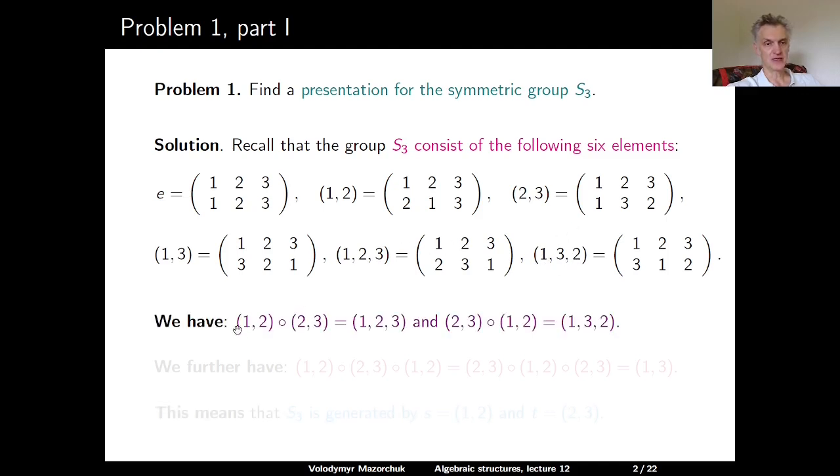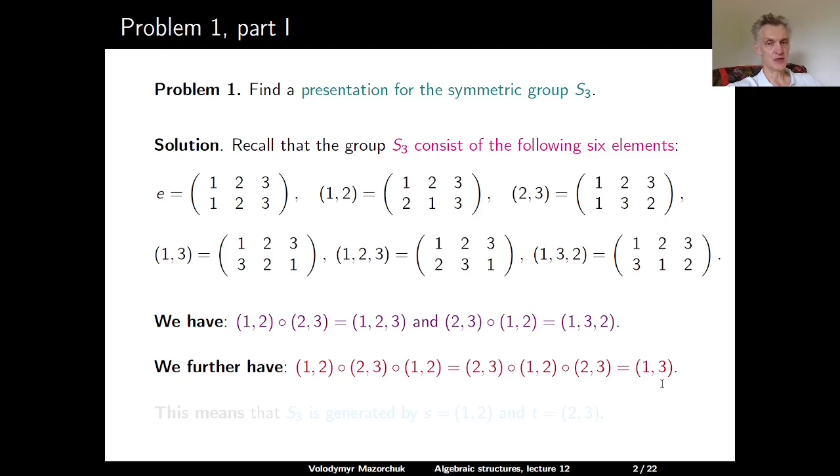We can compute that doing transposition (1 2) after the transposition (2 3) gives us the 3-cycle 1 to 3. And doing these two transpositions in the opposite order gives us the 3-cycle (1 3 2). Then we can compute that (1 2) after (2 3) after (1 2) is equal to (2 3) after (1 2) after (2 3), and this is equal to the transposition of 1 and 3.